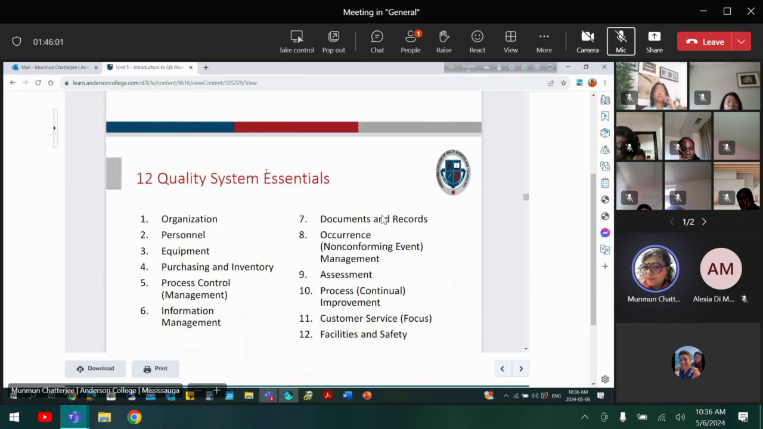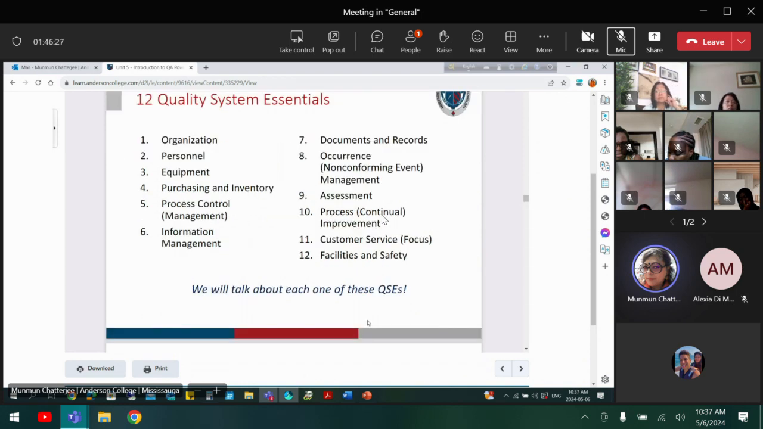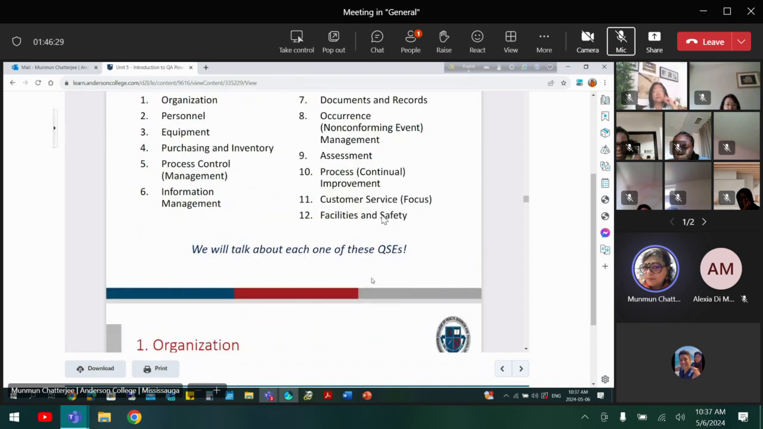Okay, so the 12 quality system essentials are organization, personnel, equipment, purchasing and inventory, what we saw in the building block, process control. They may ask you some of the names, or how many there are in the quality system essentials. 12. Maybe they will ask you to name 5 of them, so you have to remember a couple of them. Okay: documents and records, occurrence, process improvement, customer service, facility, safety. We'll talk about each one of these QSEs.